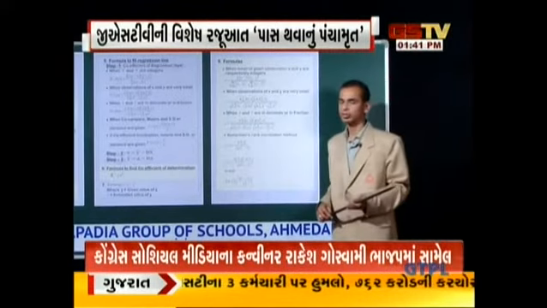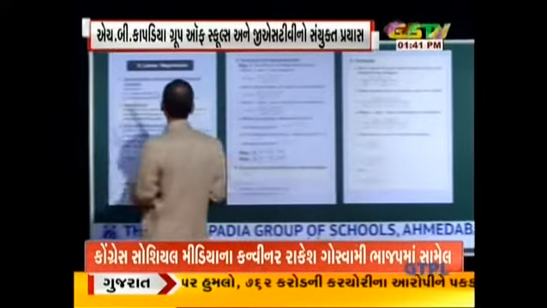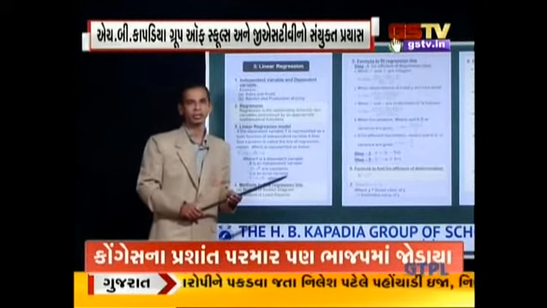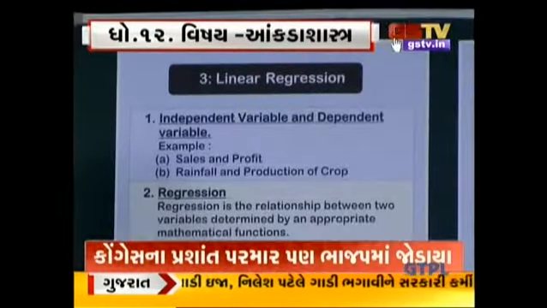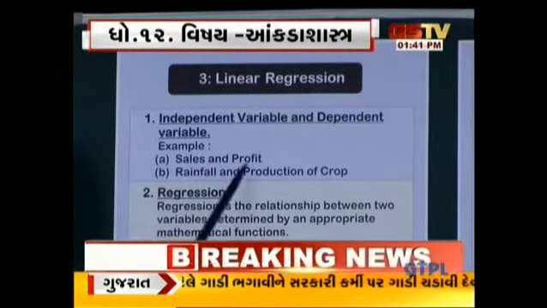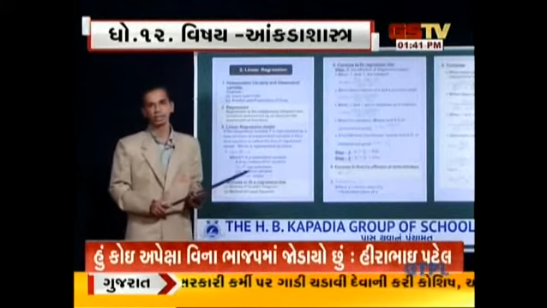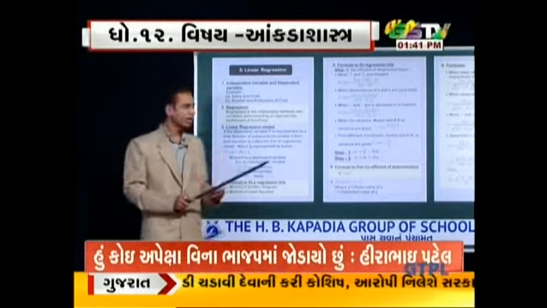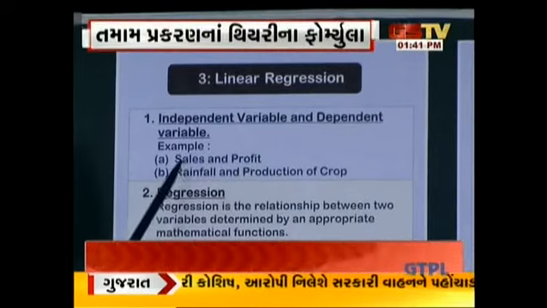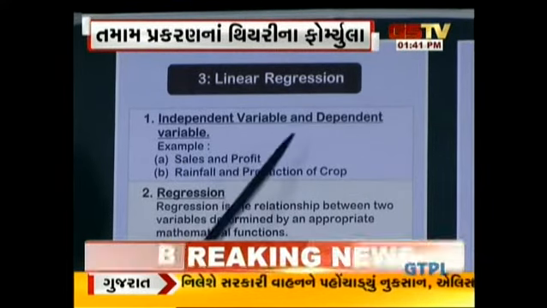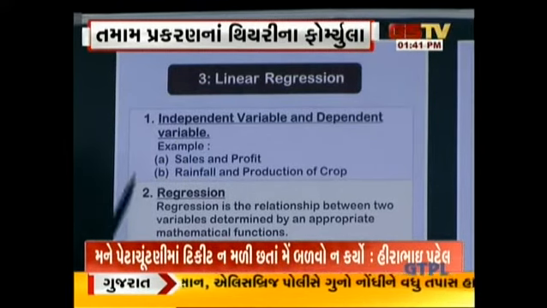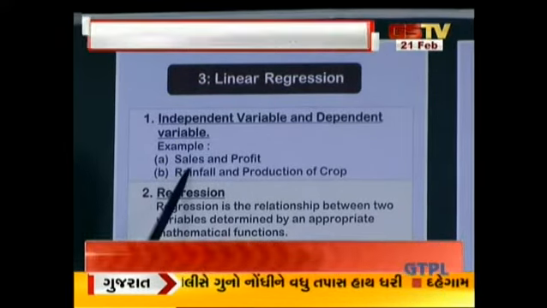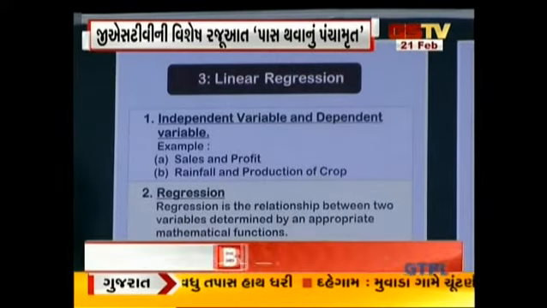Now come to the next chapter. Chapter number 3, linear regression. Before going through the meaning of linear regression, first we should decide the independent and dependent variable. Take the example of sales and profit. Here we have two variables, sales and profit. Here the profit depends on the sales. So profit is a dependent variable whereas sales is an independent variable. So in a sum, we have to take sales as x and profit as the y variable.